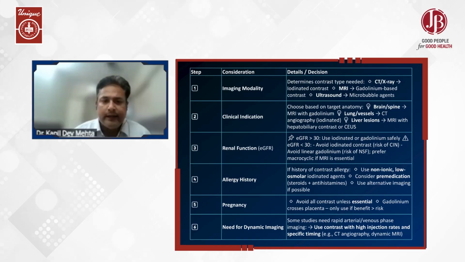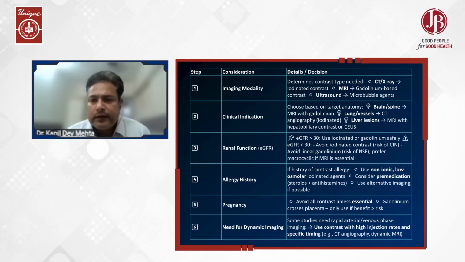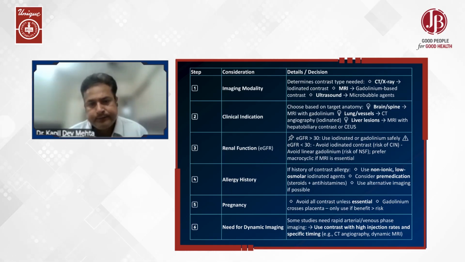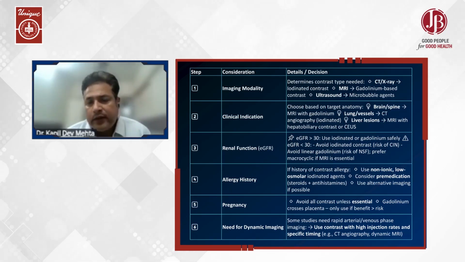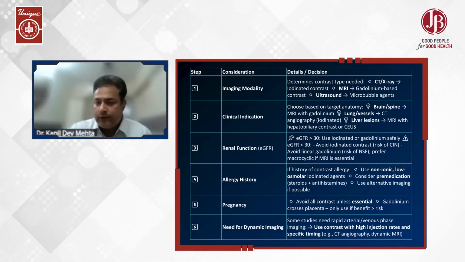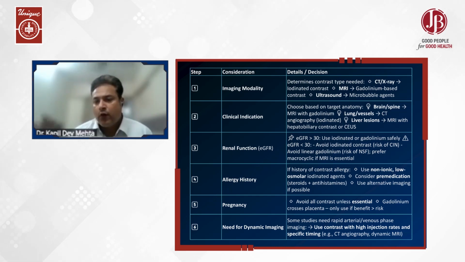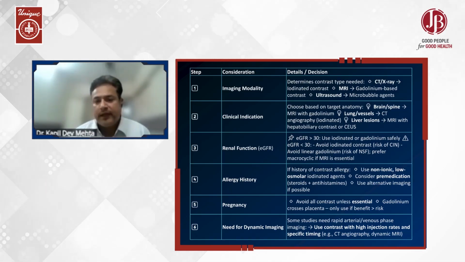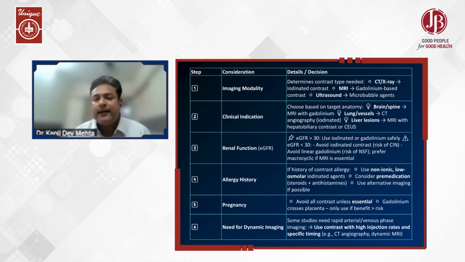If you go in detail, just a slide. It depends, as I told you, on the imaging modality. For CT and X-rays, you use iodinated contrast. For MRI, gadolinium based. Now I was discussing the target anatomy, which part of the body you want to see. If you want to see brain and spine, MRI with gadolinium is the best. If you want to see the lungs and vessels, CT angiography with iodinated contrast is the best. If you want to see liver, then again, either do an MRI with contrast or ultrasound.